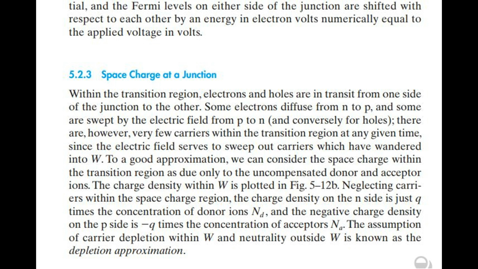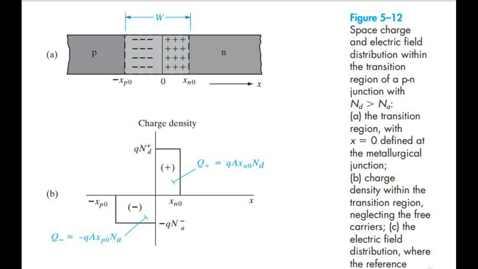Figure 5-12. Space charge and electric field distribution within the transition region of a p-n junction with donors and acceptors. A. The transition region, with x equals 0 defined at the metallurgical junction. B. Charge density within the transition region, neglecting the free carriers. C. The electric field distribution, where the reference direction for the field is arbitrarily taken as the plus x direction.